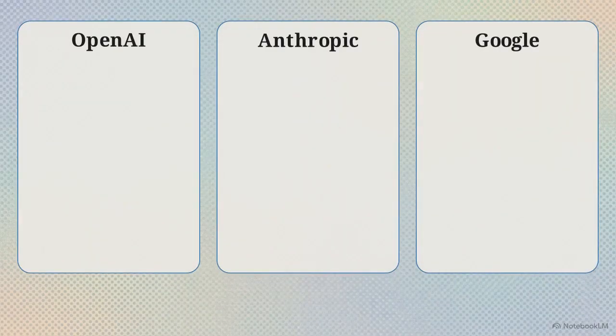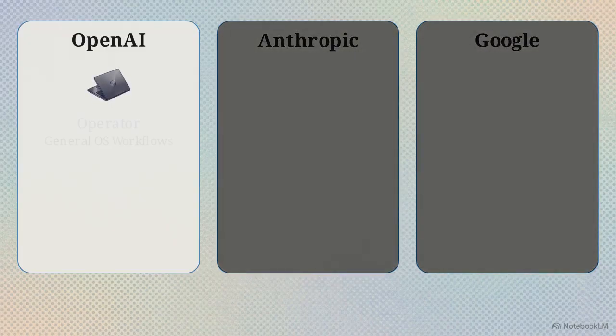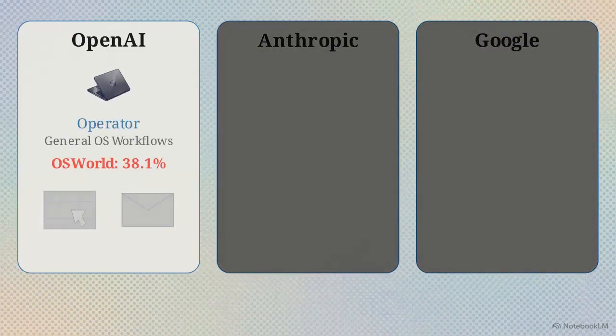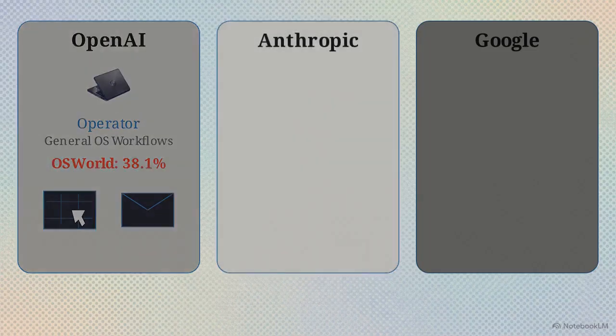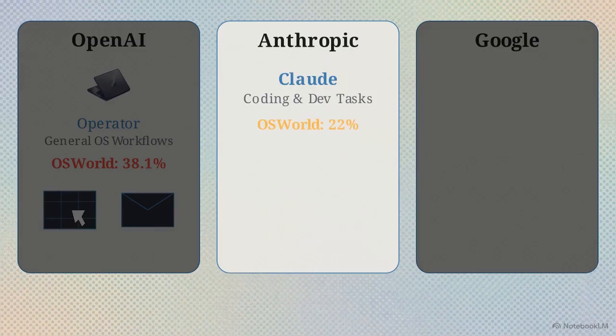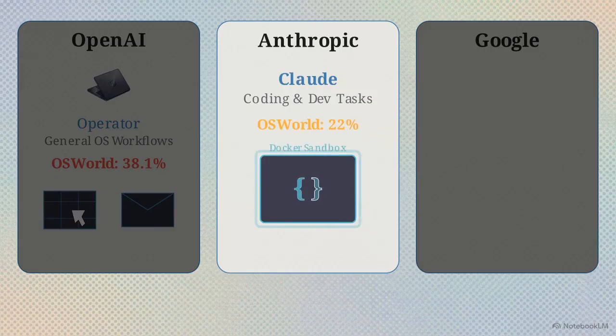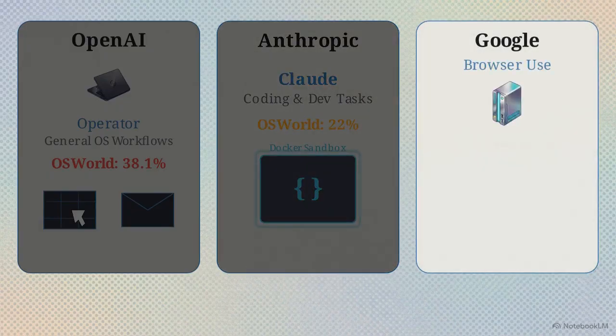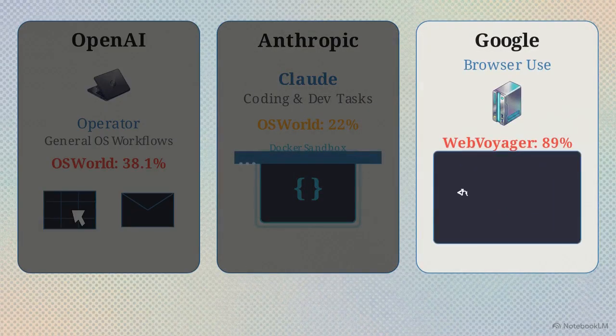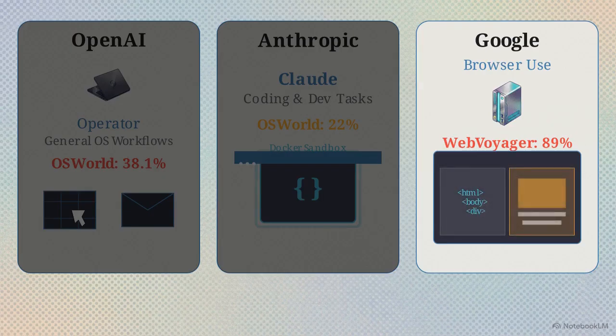The market is divided between three major execution layers: OpenAI, Anthropic, and Google. OpenAI's Operator is optimized for general workflows, where the agent moves natively between desktop applications. Anthropic's Claude takes a different path. It's an API-only developer tool with a lower OS World score of 22%. However, Claude demonstrates higher performance in technical coding and software development tasks. Coding-specific tools achieve their results by running inside sandboxed Docker containers.